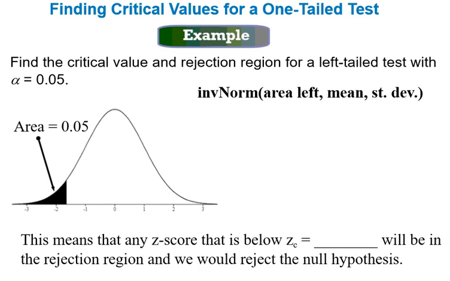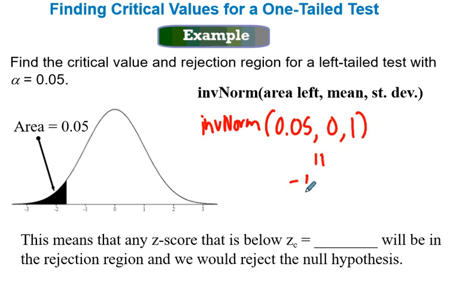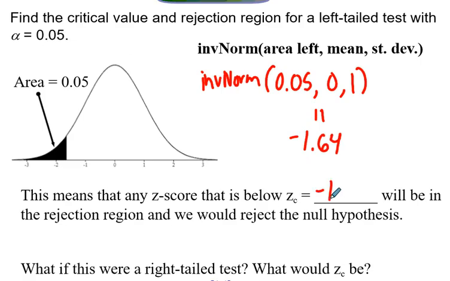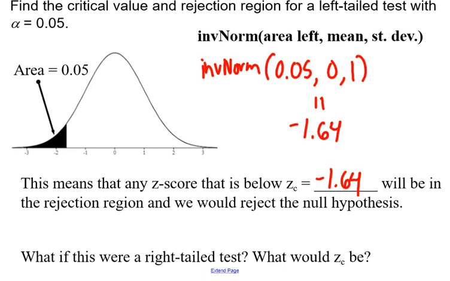So we want to know, if we're doing a left-tailed test, what is the z-score at which the area to the left of it is 5%. Well, we can use inverse norm. Inverse norm, area to the left is 0.05, mean is 0, standard deviation is 1, and when we run that, we get negative 1.64. This means that any z-score that is below negative 1.64 will have a probability less than 5%, and so that means that it would be a reject the null situation. So it's in the rejection region, and we would reject the null hypothesis.